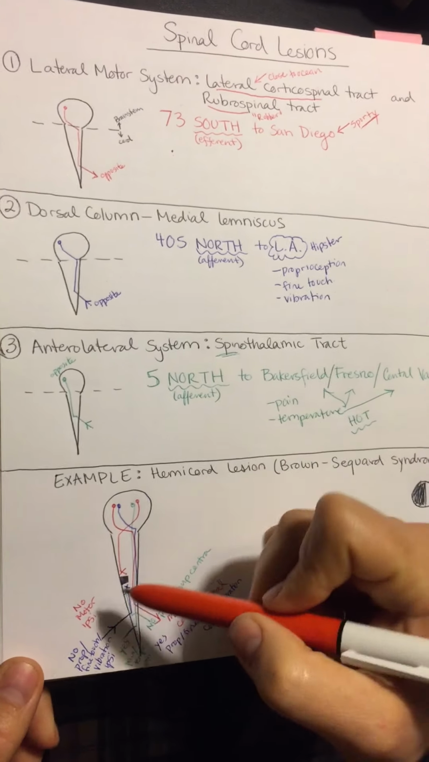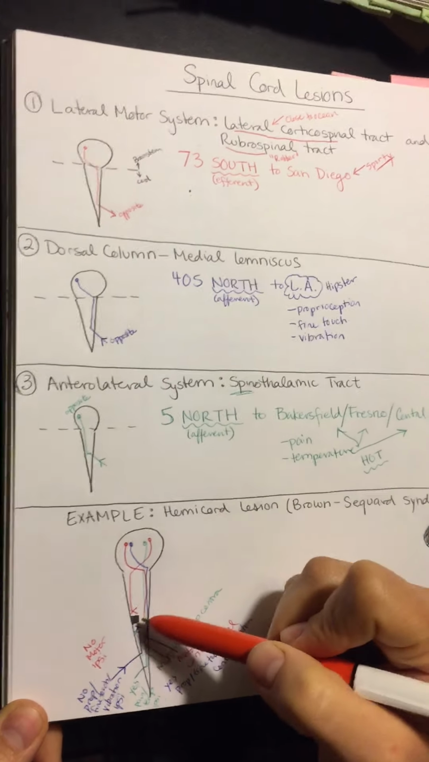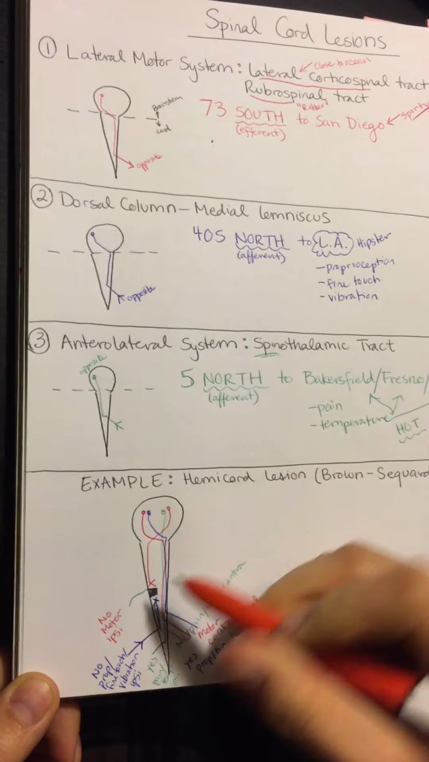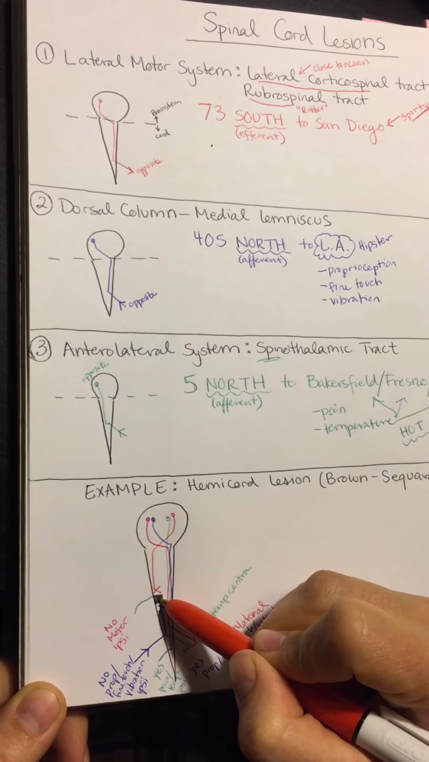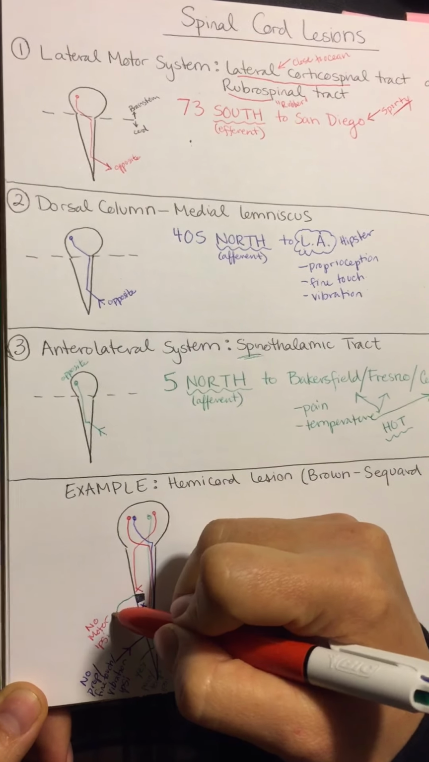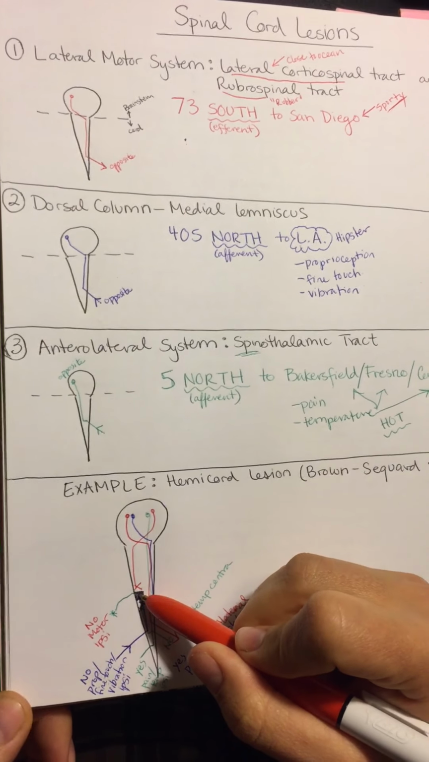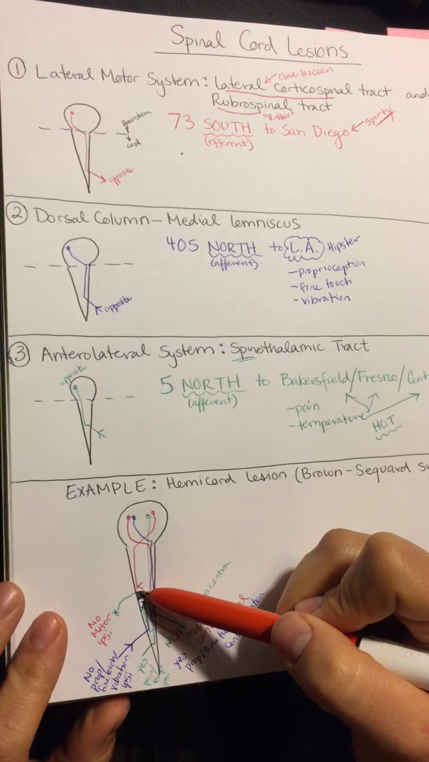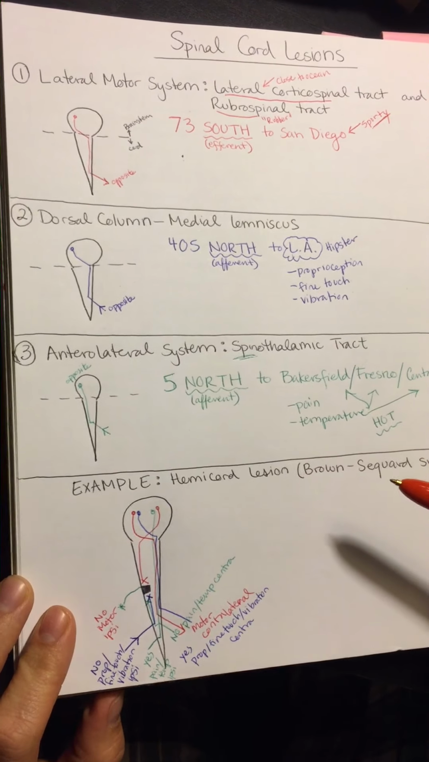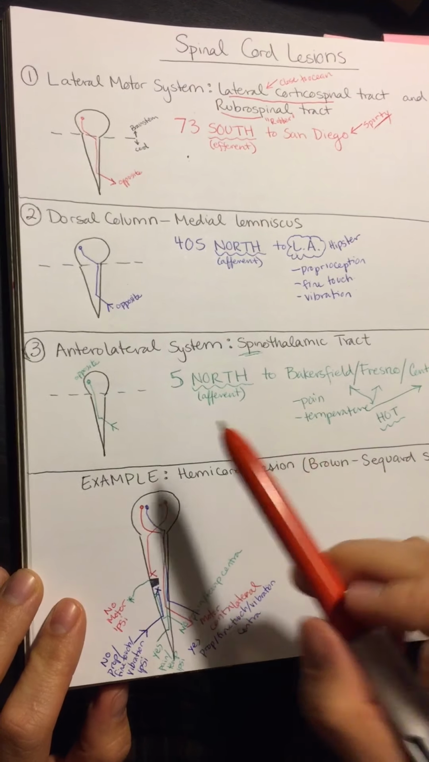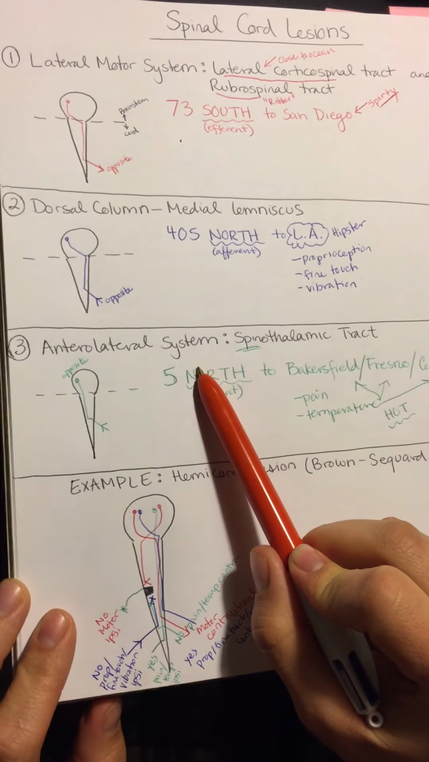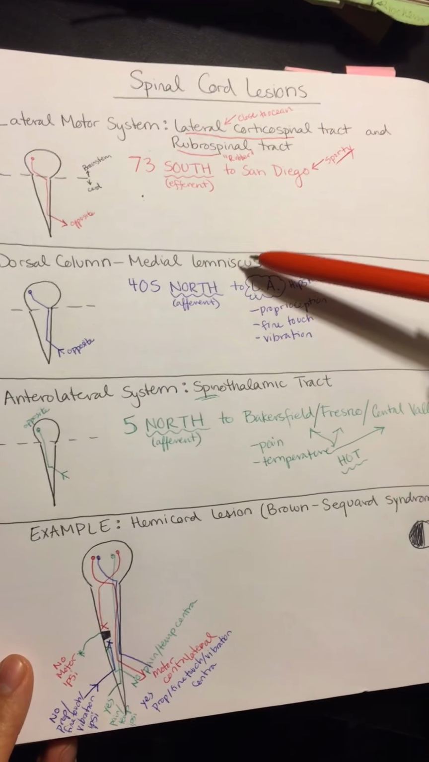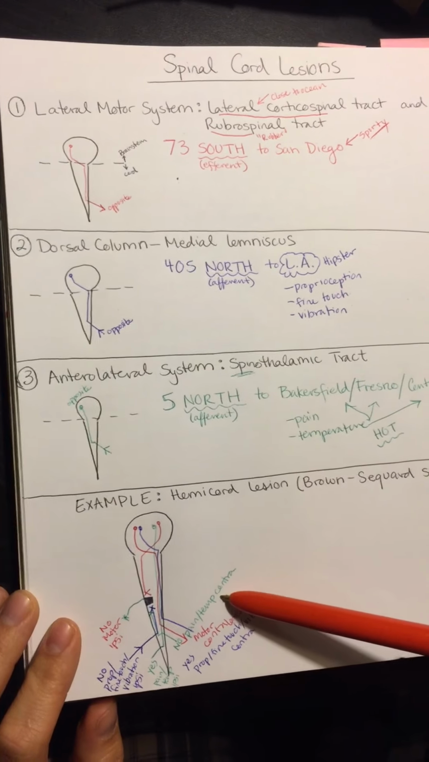The one exception to that is at the exact level of the lesion. At the exact level of the lesion, no signal is going to be able to enter and decussate because it can't even get in there. So there's going to be just this one spot that is our exception, where you can't get pain and temperature on the ipsilateral side, but really that detail doesn't necessarily even matter that much. What you want to remember is that the anterolateral system is going to be different than the lateral motor system and dorsal columns medial lemniscus in this hemicord lesion.